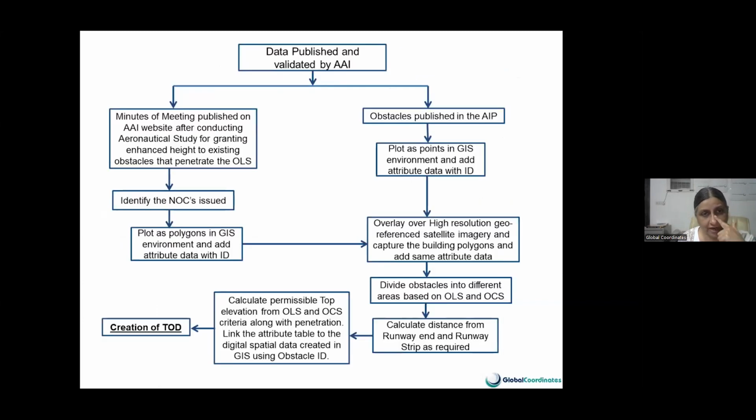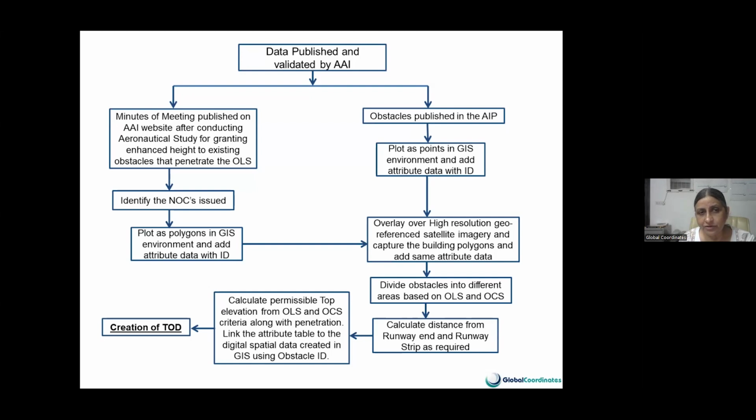This is the flow chart, which I'll try to go over quickly, showing how we have used data mining. We have used two data sets. We have used the obstacles published in the AIP, and we have used the data set of all the aeronautical studies conducted for giving more height to existing obstacles. When an aeronautical study is conducted, it definitely means that the obstacle is already penetrating the obstacle limitation surface. If it is penetrating the obstacle limitation surface, by definition, it becomes an obstacle.